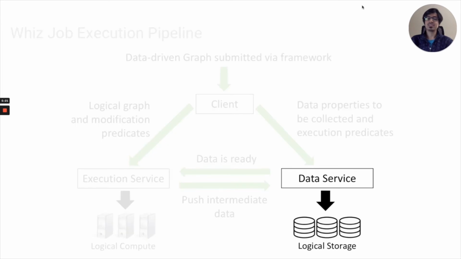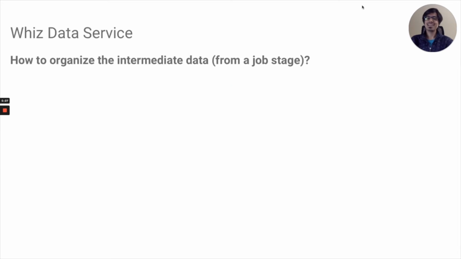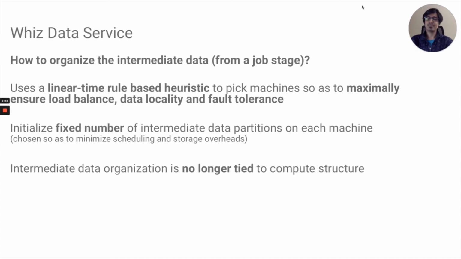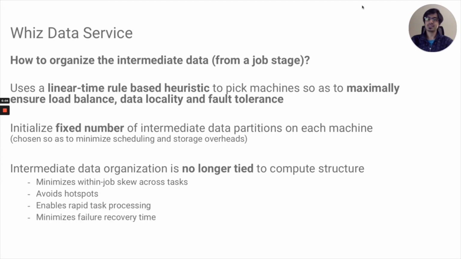Having looked at the overall execution pipeline, let us now delve deeper into the data service. A key responsibility of the data service is to organize the intermediate data generated from a stage. Whiz uses a linear time, rule-based heuristic to pick machines so as to maximally meet our objectives of load balance, data locality, and fault tolerance, details of which are in the paper. And then we initialize each machine with a fixed number of partitions. In this manner, the data organization is no longer tied to the compute structure, which minimizes within-job skew across tasks and avoids hotspots, enables rapid task processing, and minimizes failure recovery times.